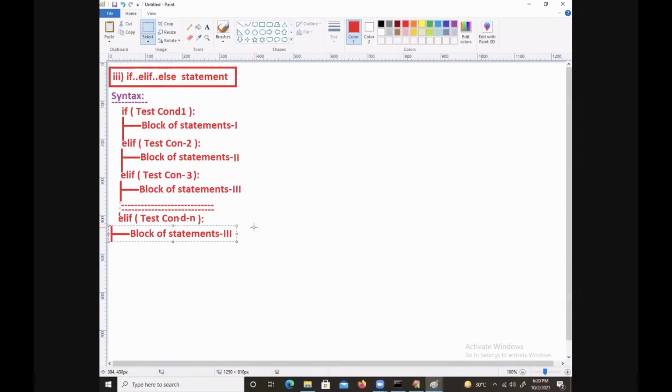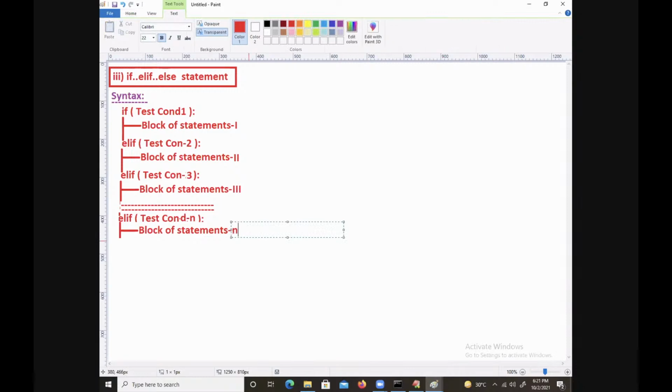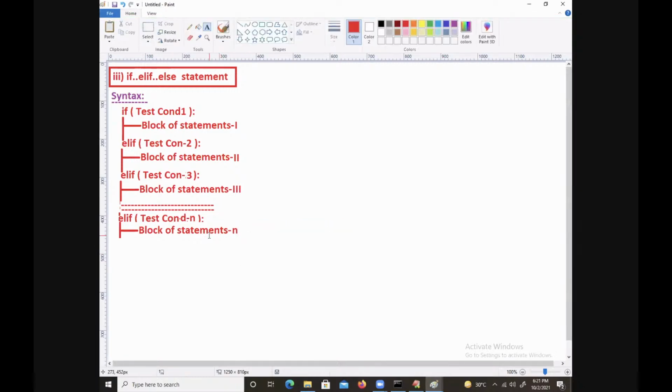If no test condition is matching, what will happen? Come on, can anybody say? If no block of statements is executed, what will happen? It will give you what? Block of statements N. If test condition N, block of statements will be executed. Let us follow the execution, and it is parallel to this if statement. It will be continued.